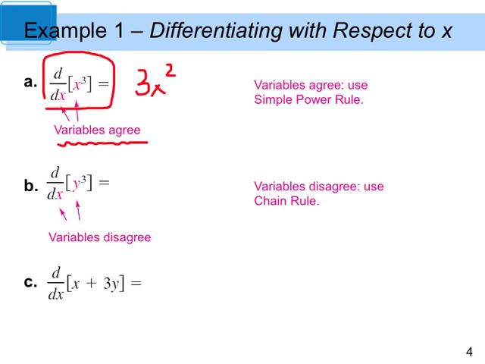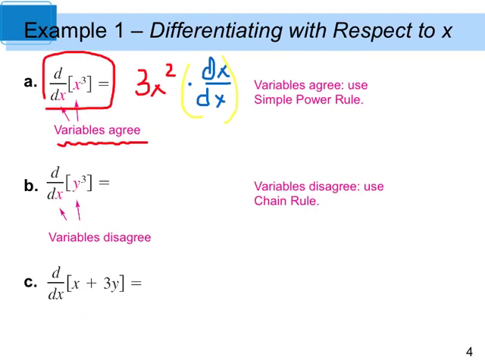So since the variables agree, and if I want to think about the chain rule, what I'm really also multiplying by here is the derivative of the variable with respect to that variable. Okay, the derivative of x with respect to x. Now again, since these are the same, dx over dx equals 1, so we don't write it. We don't even think about it. We just write 3x squared.